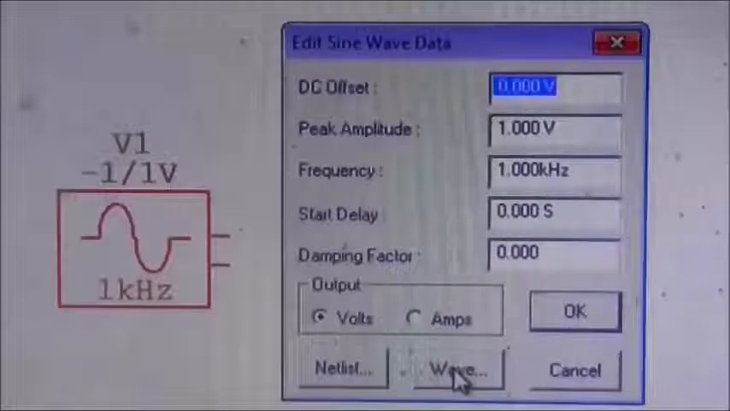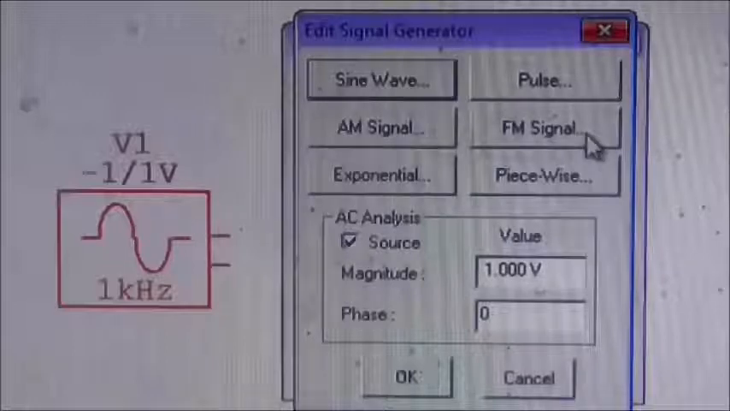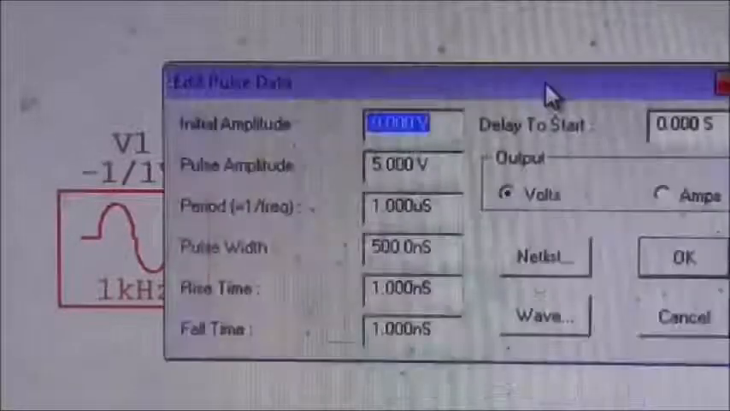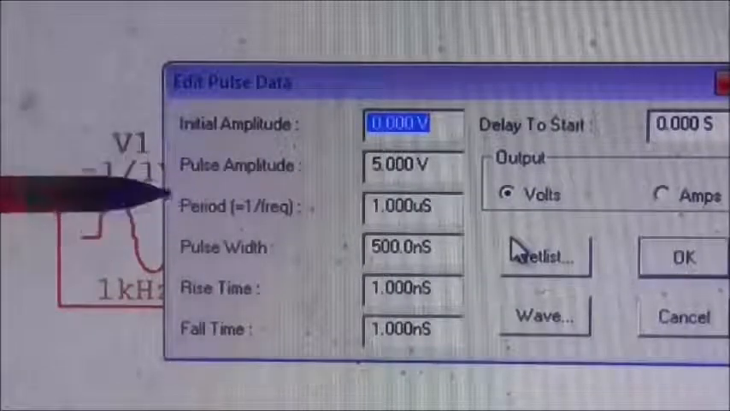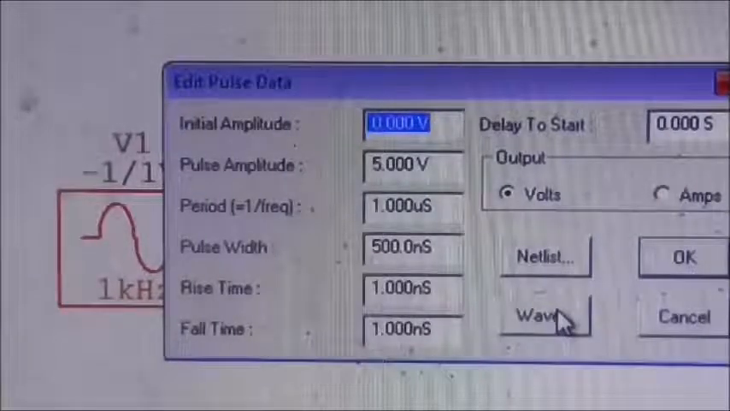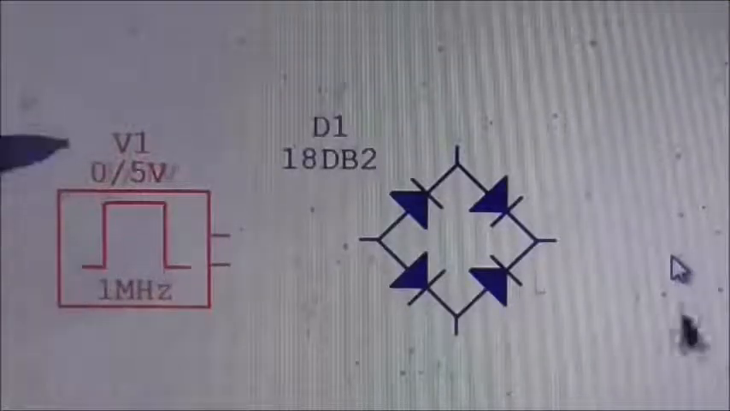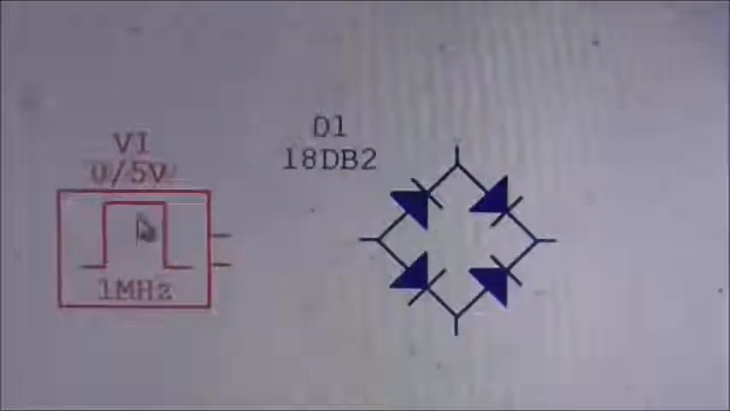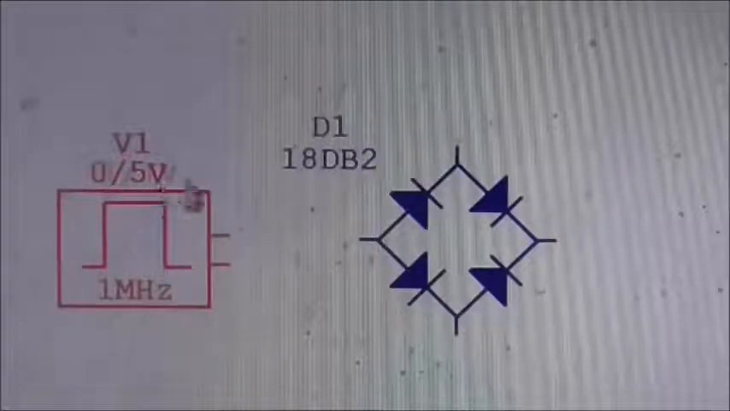Now interestingly, I can change the waveform if I want. So I can have sine wave, pulse, an AM signal, an FM signal, an exponential, and piecewise. And piecewise is an irregular sawtooth wave. If I change it to pulse, now I can set the initial amplitude, the pulse amplitude, period, and all the stuff to do with the wave. And as you can see, the picture on the front has changed, and so have the minimum and maximum amplitudes and the frequency. Well, I don't really want that. I want an AC sine wave, so we're going to do it again, and here we go.